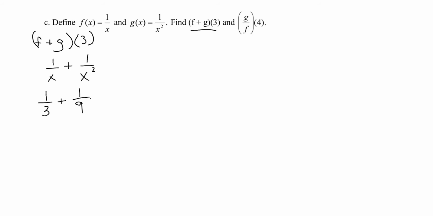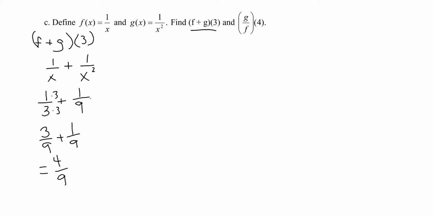Okay. Now I need to just add them together, do the math. So we need a common denominator, which will be 9. So I need to multiply this by 3 and this by 3 to get it to 9. So we'll have 3/9 plus 1/9, which gives me 4/9.